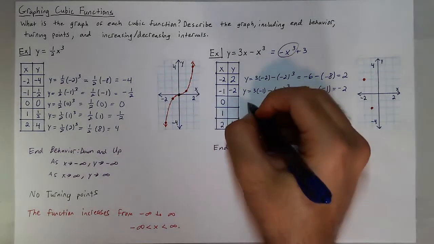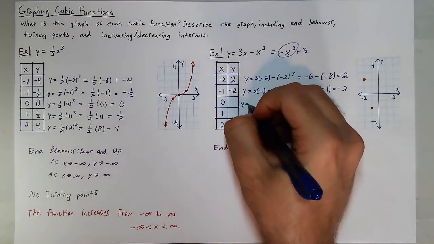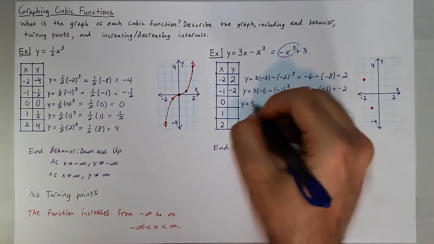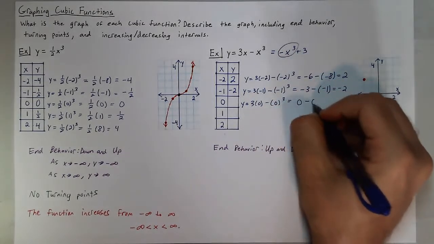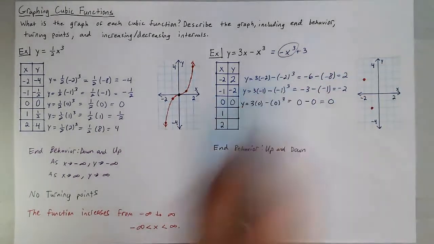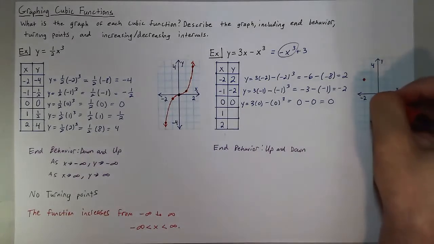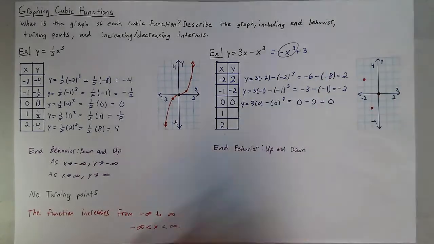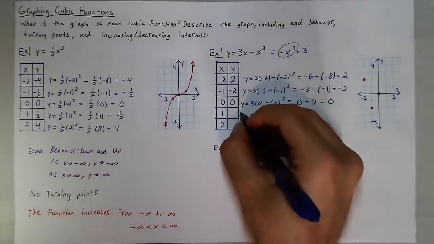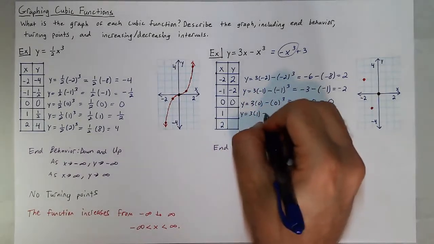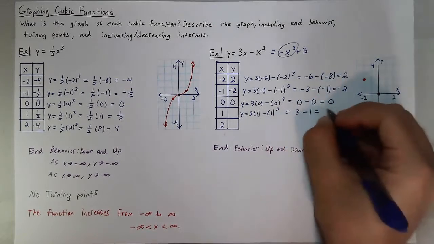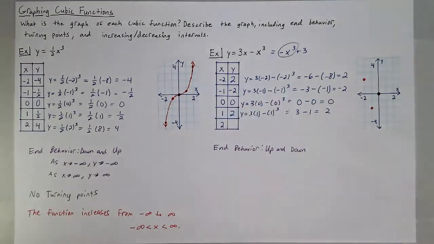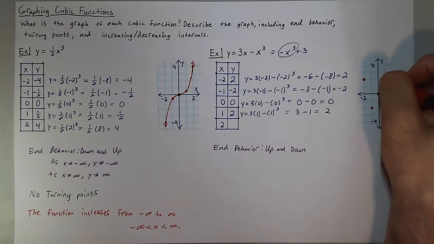Now I'll plug in 0, and I'll get y is equal to 3 times 0 minus 0 cubed, which just looks like 0 minus 0, which will give me 0. So there's another point at 0, 0. And then y is equal to 3 times 1 minus 1 cubed gives me 3 minus 1, which is positive 2.